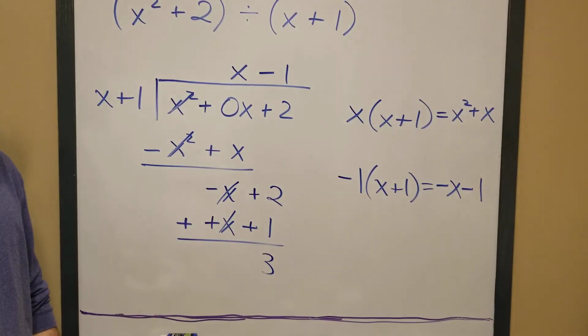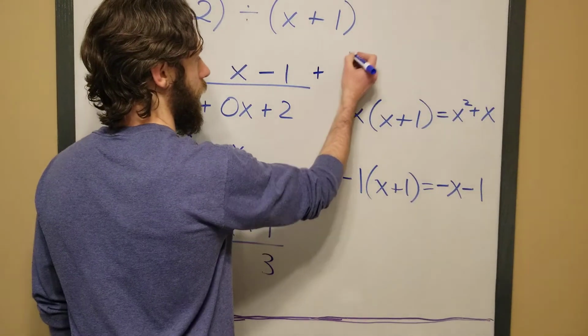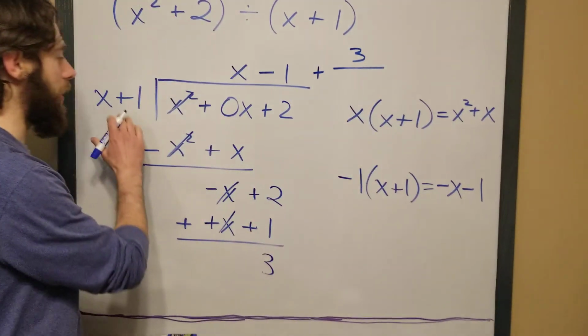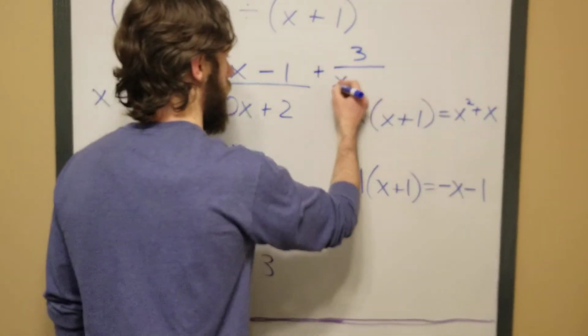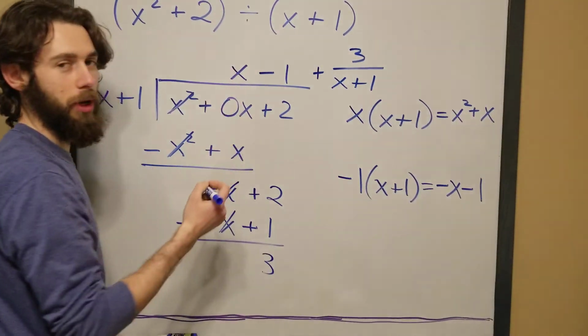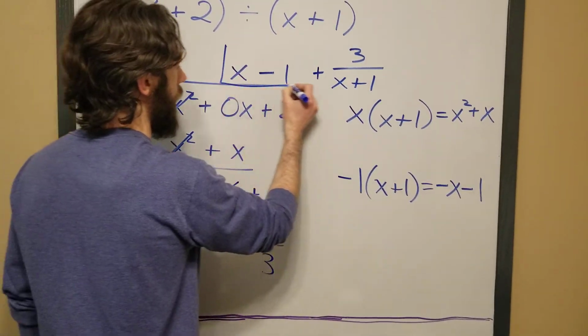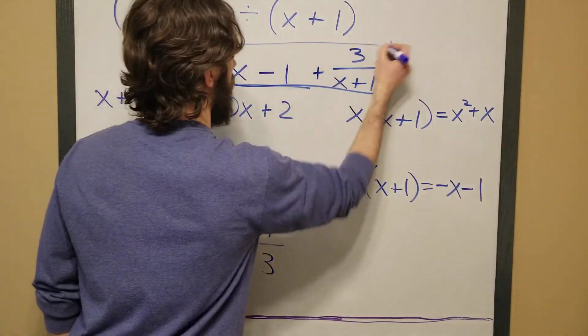To write our final answer, we just need to add the 3 divided by the divisor for the remainder term. And that will be our final answer.